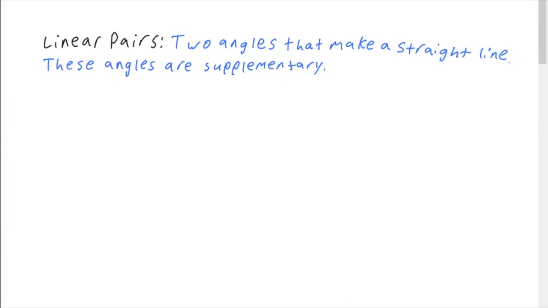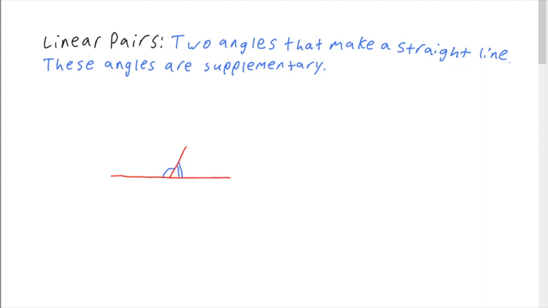So what this means is, if you have a straight line, and there happens to be an angle here, then these two angles you have, this one and this one, are known as linear pairs. So they make a straight line. And they're supplementary. So what it means to be supplementary, it means that they add to 180 degrees. We know this because they make a straight line. The two angles together make a straight line, so that means they have to add up to 180.